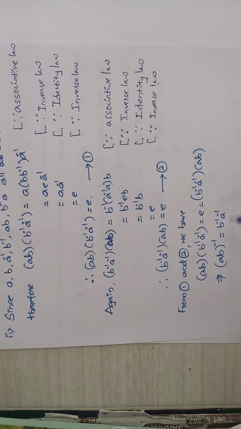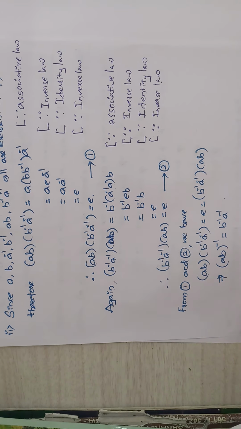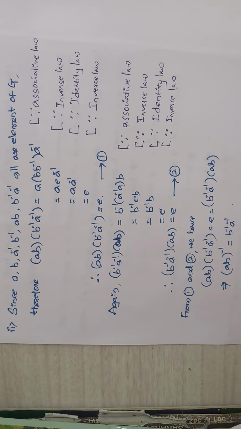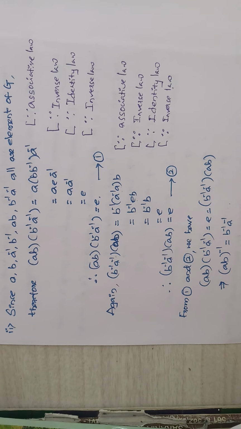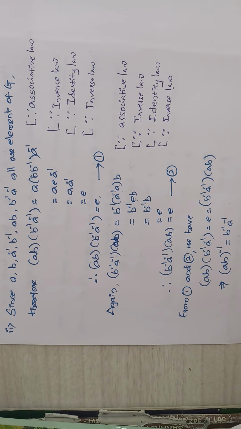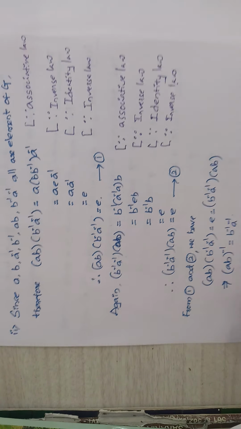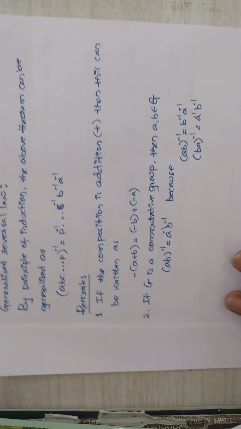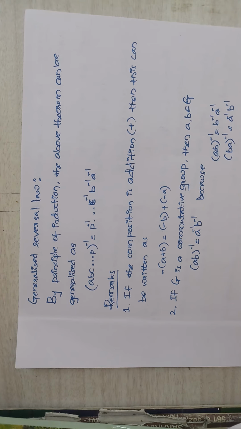So in a similar manner you write it and rewrite this result again. Okay. So this is the proof of your given theorem. Okay. So next. So this is the generalization of our above result, that is (AB) inverse is equal to B inverse A inverse.